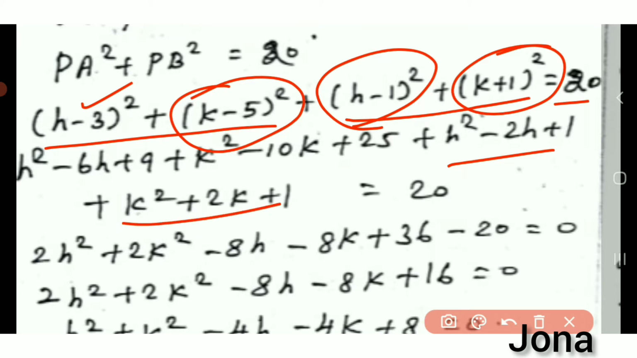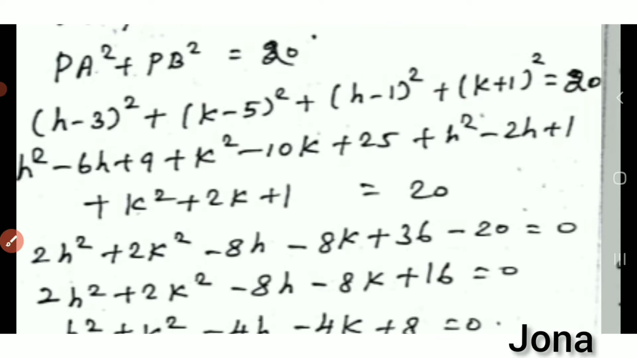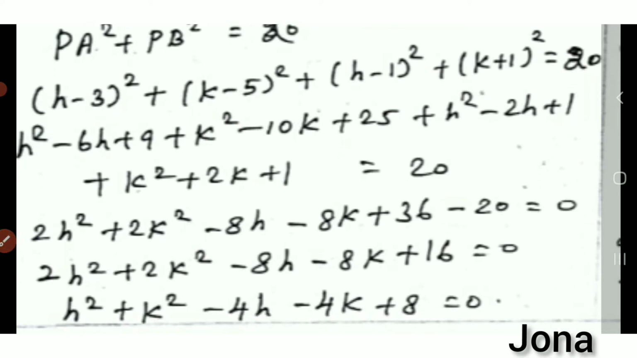equal to 20. And then we have to simplify everything there, so that we have got this equation as 2h square plus 2k square minus 8h minus 8k plus 36 minus 20 equal to 0. And then we want to again simplify this, so that we got 2h square plus 2k square minus 8h minus 8k plus 16 equal to 0. So this is the equation in terms of h and k. Okay, if you divide by 2 for the whole equation, we got h square plus k square minus 4h minus 4k plus 8 equal to 0 there.